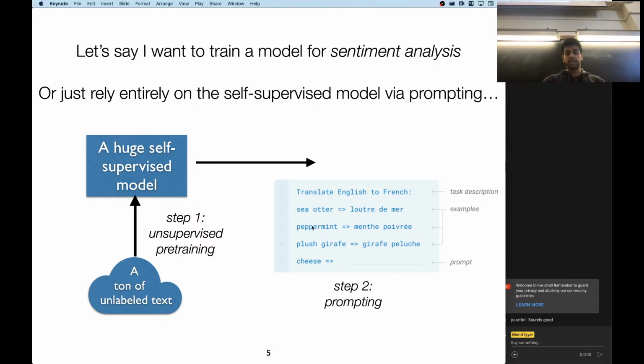So you can see sea otter, peppermint, plush giraffe are paired with their French translations here. And then I give it the word that I actually want to translate, which is cheese. And I am asking it at this point to predict the next word, right? This is the task that it was actually trained on, predict the next word. The hope is that the model can learn from the examples that I've put in the prompt what should go in the next word, which is actually the translation of cheese into French.